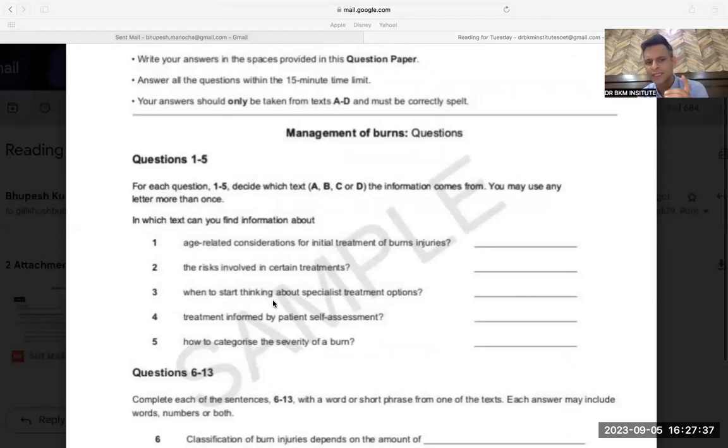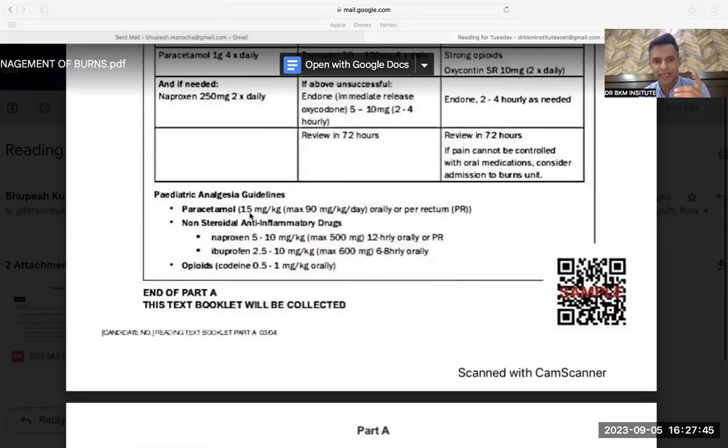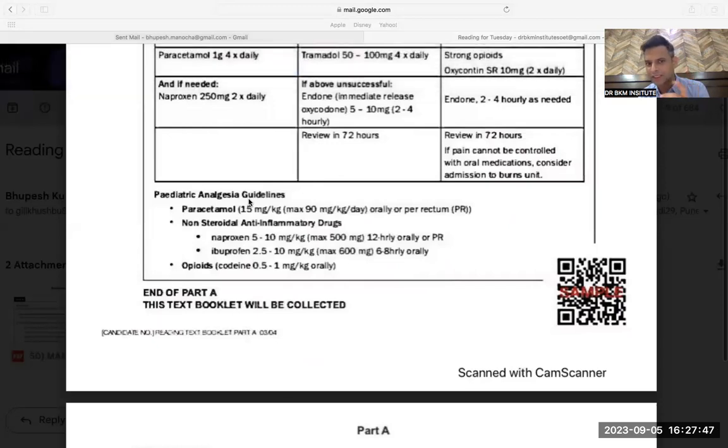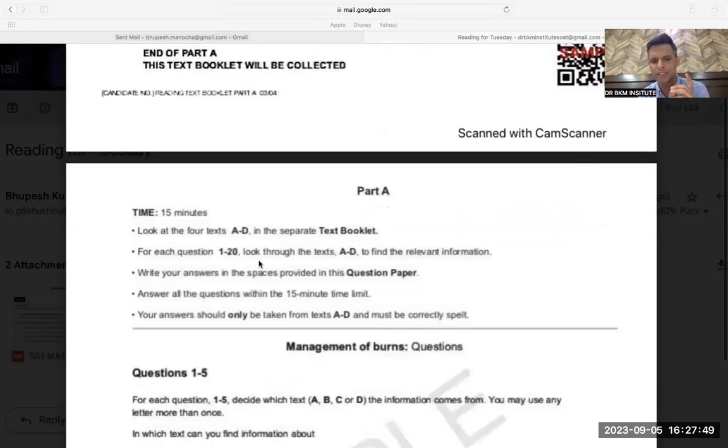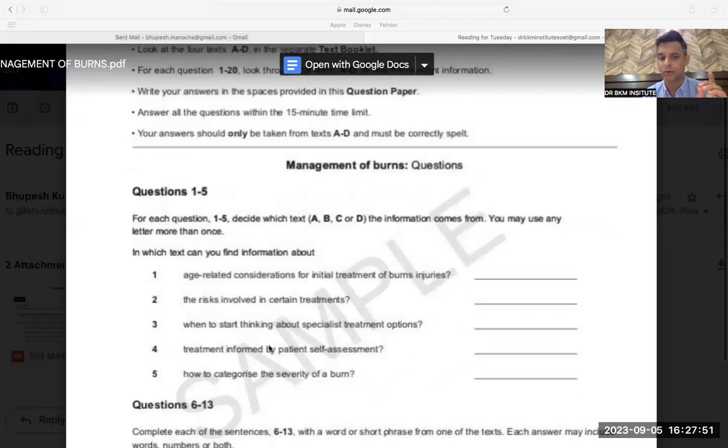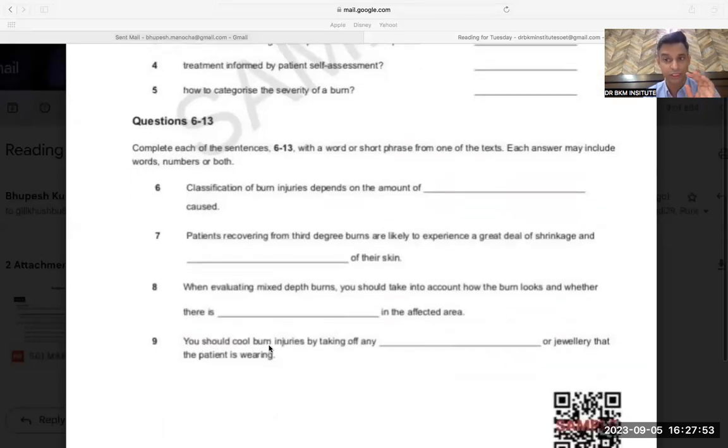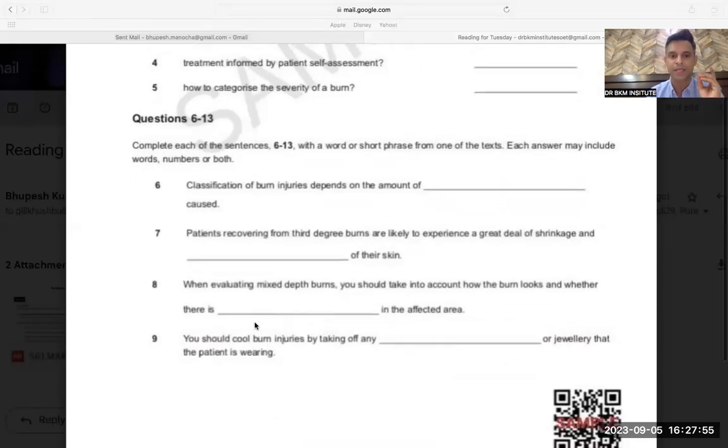If I do not find anything, I will make a guess. Specialist word is matching with pediatric surgeon or pediatric analgesia guidelines. So that word somehow is matching. So I will do this D. Again, many questions can be wrong, but I will not waste my time. This is the most important time management skill.